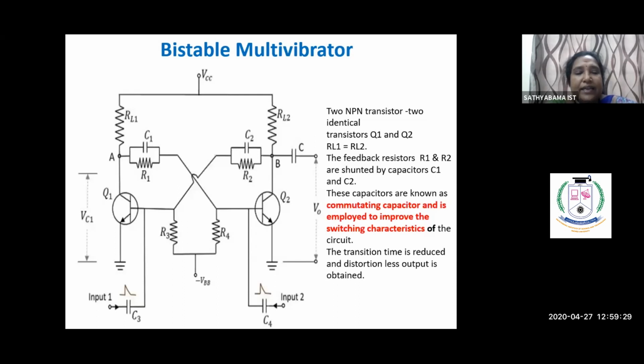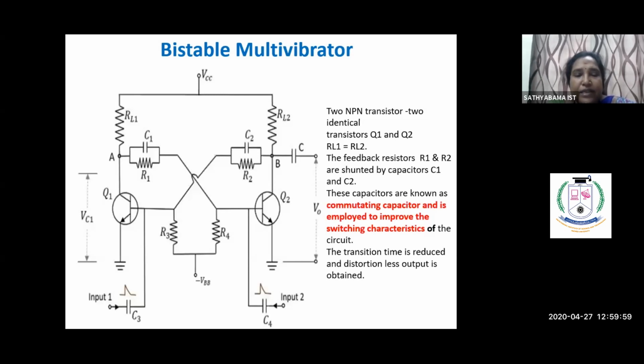Other than this, the base resistances R3 and R4 are coupled to the minus VBB. This is the circuit description. Just remember one thing: the output of Q1 is coupled through R1 to the Q2 transistor, and the Q2 transistor output is coupled through R2 to the Q1 transistor.